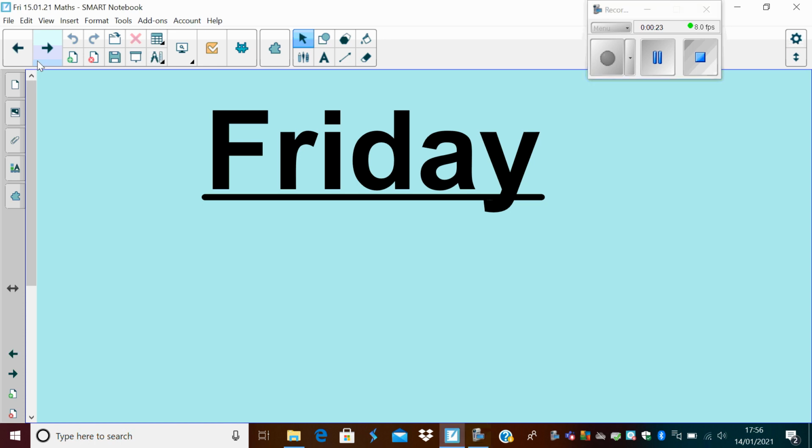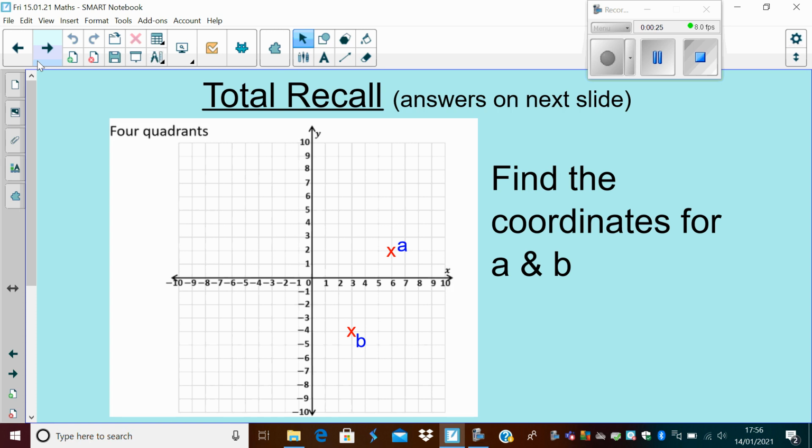And before we go any further, we'll do a little total recall because we haven't done much of that this week. So can you tell me the coordinates for A and for B? Pause now and write them down. Remember to put them in brackets.